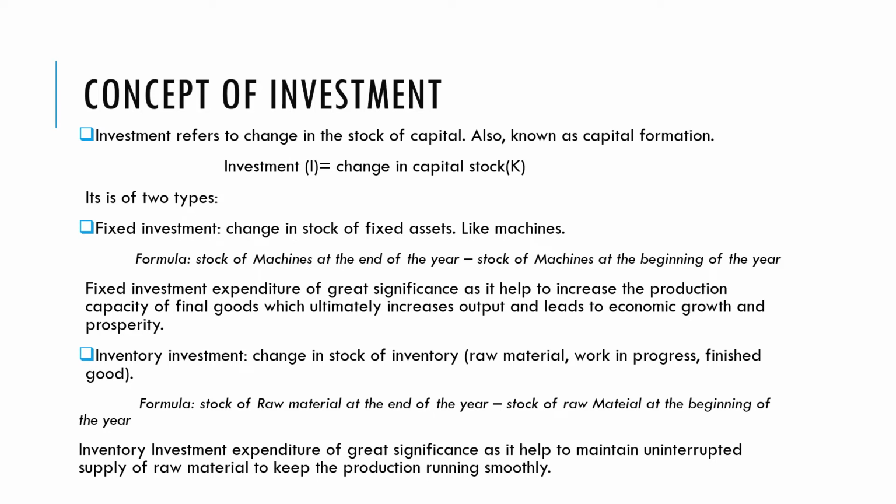Inventory investment is the change in the stock of inventory. For example, for raw material, we take in the formula, stock of raw material at the end of the year minus stock of raw material at the beginning of the year. Suppose a company has 2 lakh units of raw material at the beginning of the year and 3 lakh units of raw material at the end of the year. So the difference between 3 lakh and 2 lakh is 1 lakh, which is the change in the stock of inventory or raw material for that company.